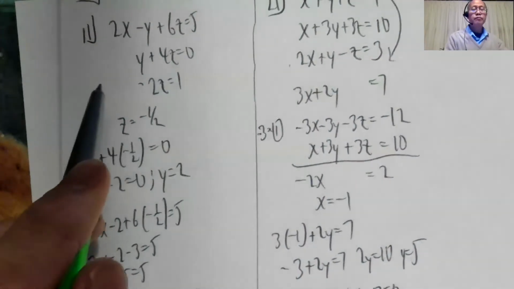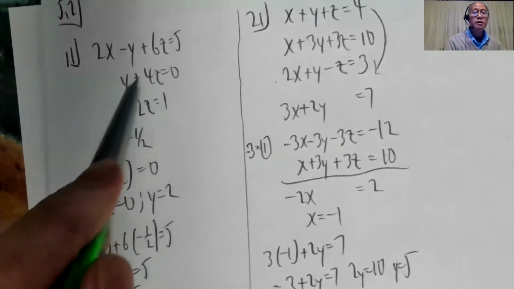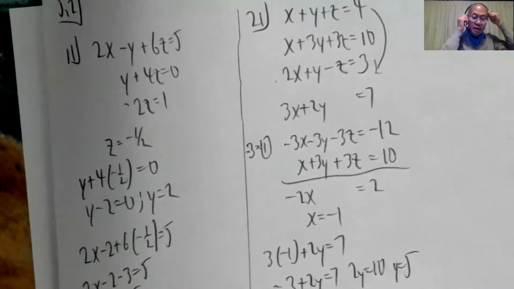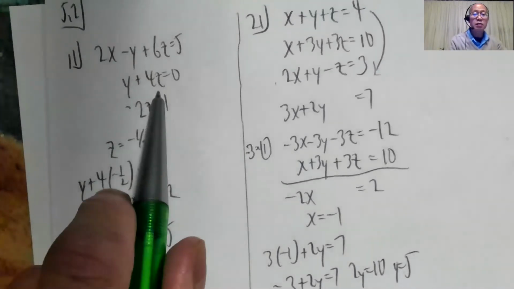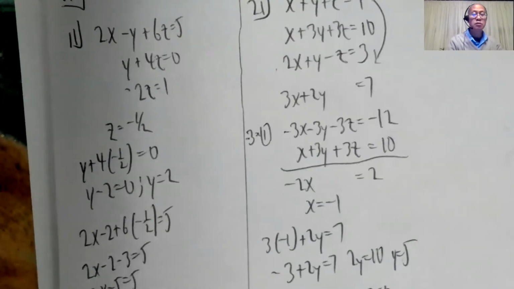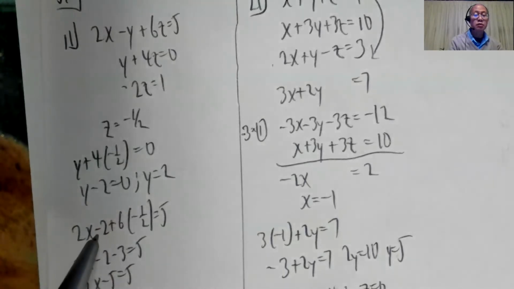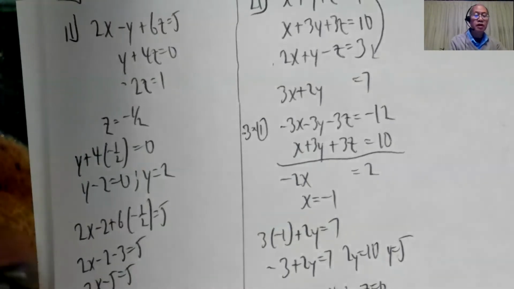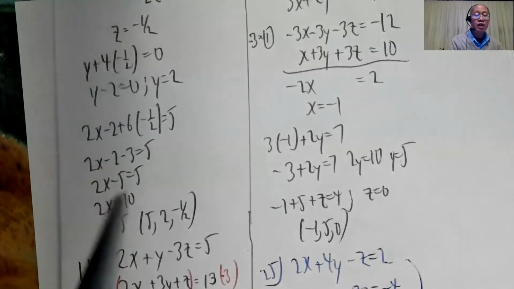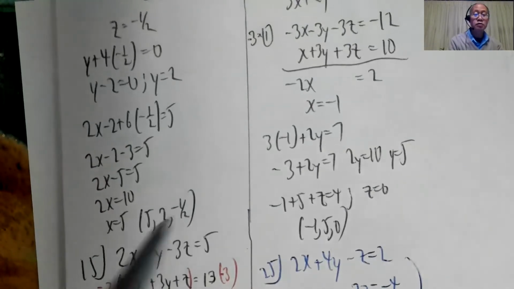Okay, number 11. So they have 3 equations, x, y, and z. This one is easy. Negative 2z equals 1, divide by negative 2. Z is negative a half. Then I plug in here, y plus 4 times negative a half is 0. That's y minus 2 is 0, so y is 2. Then I plug back into the first equation, 2x minus y, which is 2, plus 6 times negative a half equals 5. 2x minus 2 minus 3 equals 5. 2x minus 5 equals 5. 2x equals 10. X equals 5. So the ordered triple is 5, 2, negative a half.